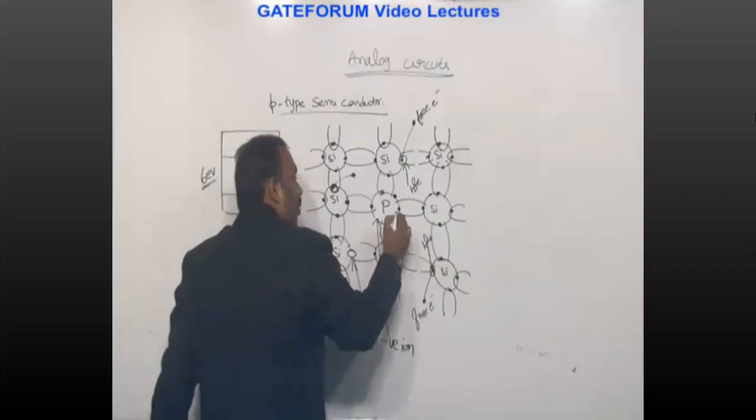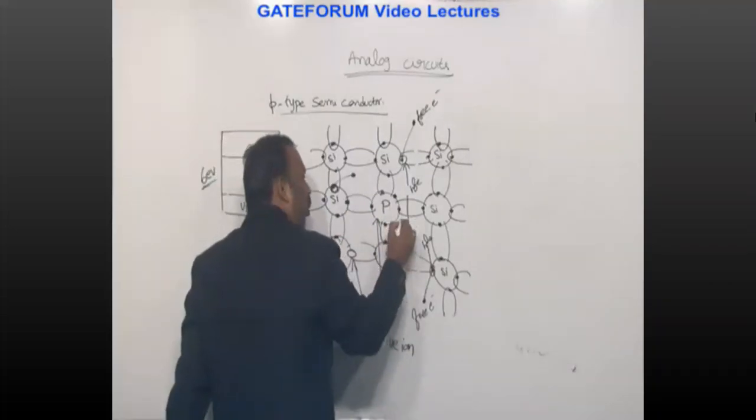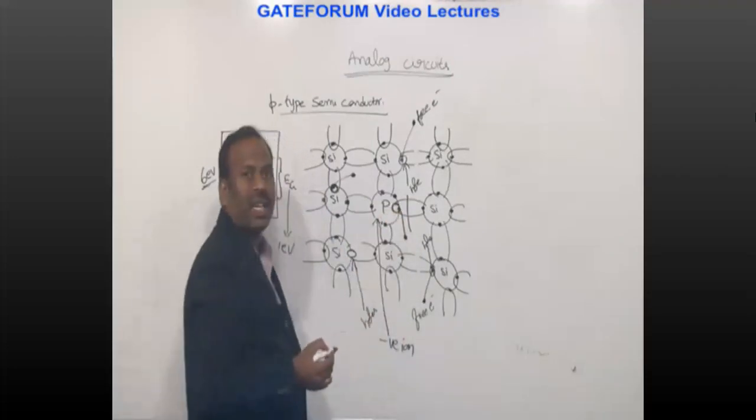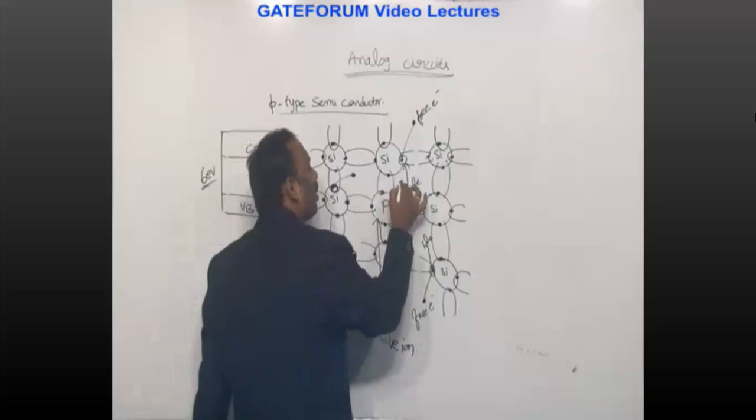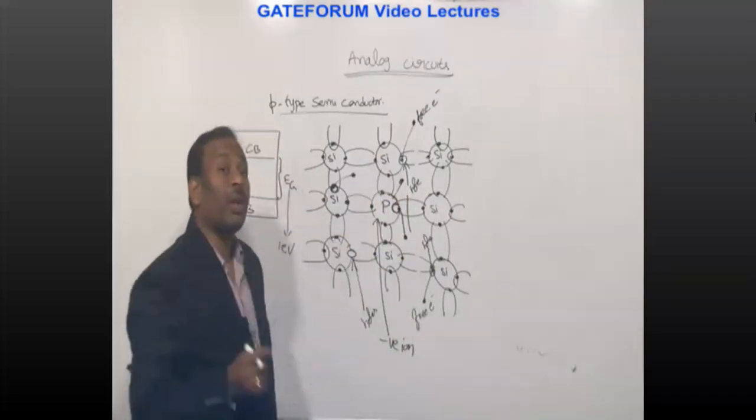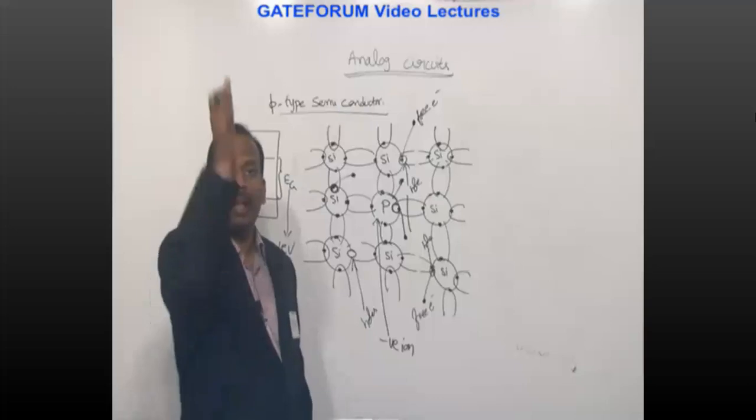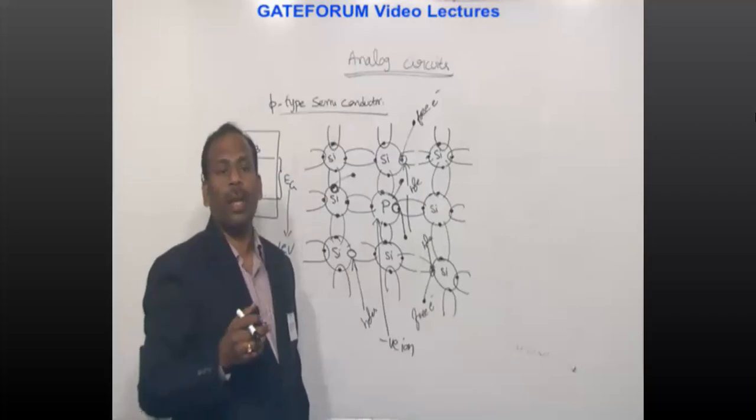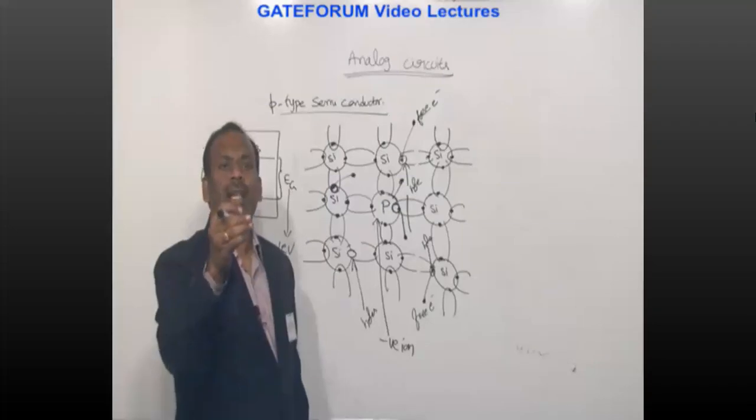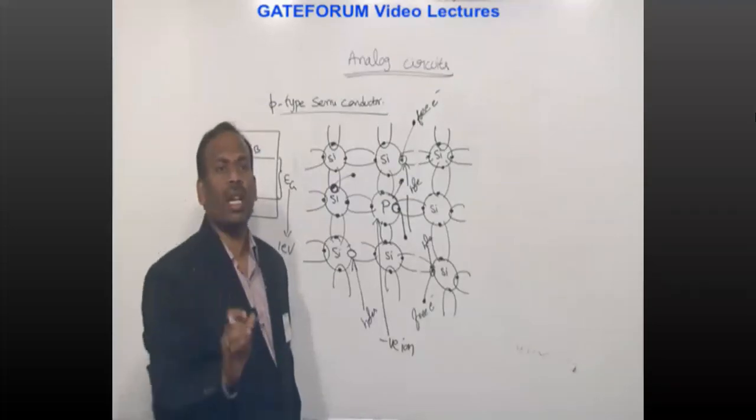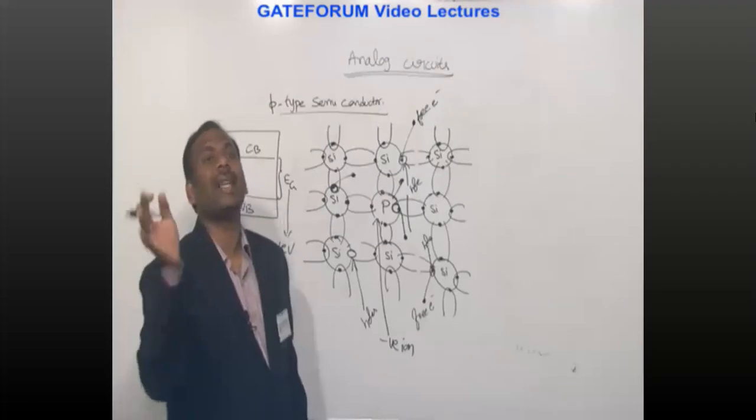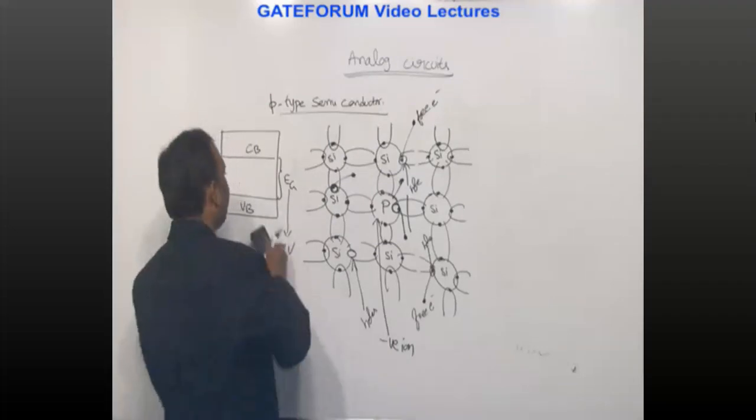Now, if you break a covalent bond and move this electron, a free electron hole pair is generated. Whereas if this one moves, it becomes a free electron and it disappears. So an electron hole pair will be generated if you break the covalent bond. And if you are not breaking the covalent bond, a hole will not be created. A valence electron becomes a free electron if you give some small energy. But if you break the covalent bond, an electron hole pair is generated. Clear?